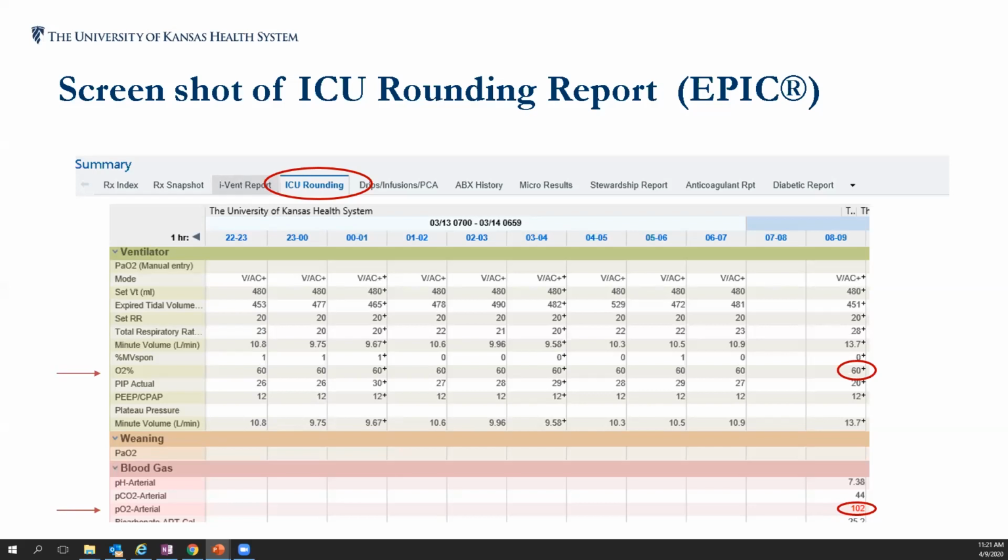In this example here, the PaO2 from the blood gas is 102. The O2% or the FiO2 is 60%. Because it's in percentage, we'll use 0.6. So 102 divided by 0.6 is 170. In this particular patient, this individual has moderate ARDS.